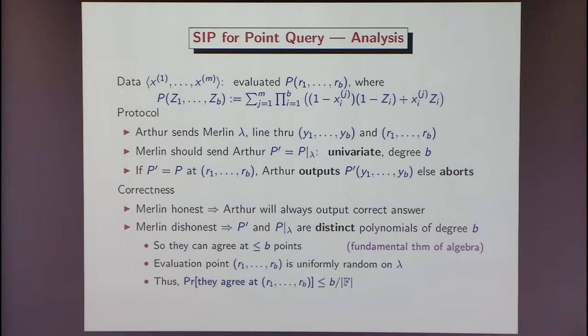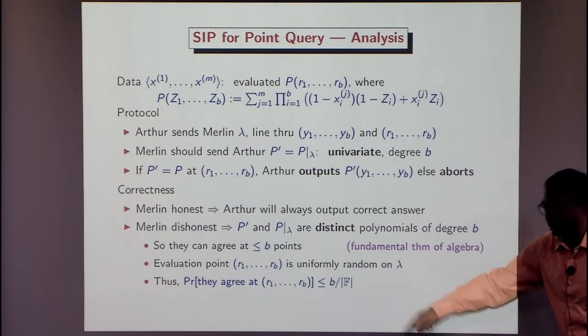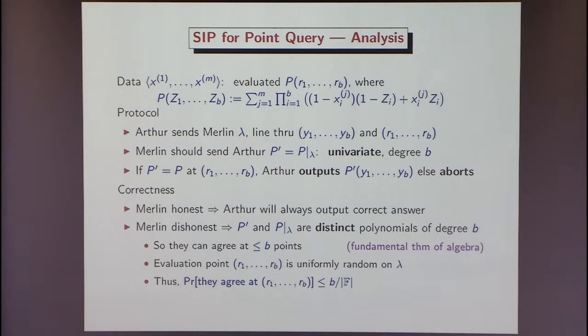If Arthur gets unlucky, then he would have evaluated the polynomial at one of these b points of agreement, but the probability of this happening is b divided by the cardinality of the line, which is b divided by F. Now you can make this as small as you want, for example, by picking F to be around 1000 times b. This can be made less than 0.1%.